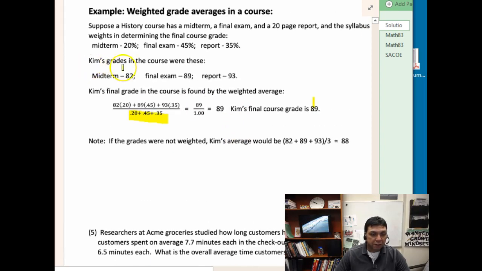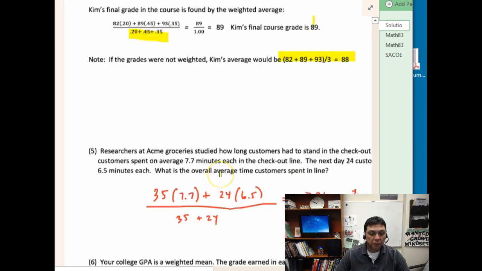Notice that if you just calculate the average of these three numbers, it's a different value. They're not the same. Because this course is weighted, not every score counts the same, so we can't just do a simple arithmetic average here.